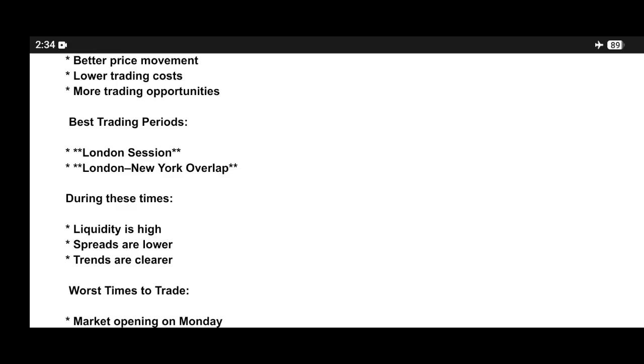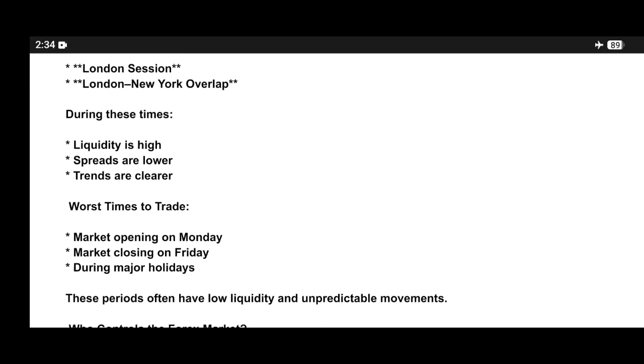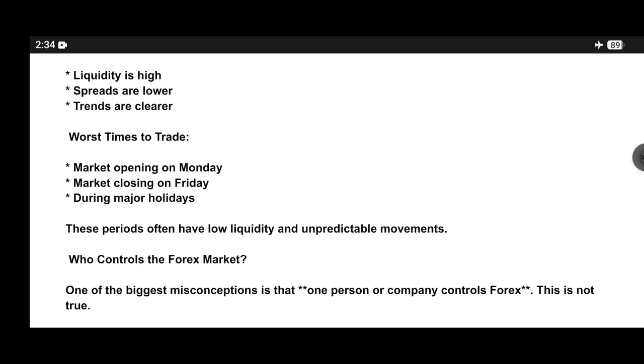Worst time to trade is this: market opening on Monday and market closing on Friday, and also during major holidays. These are the worst times to trade. These periods often have low liquidity and unpredictable movement.